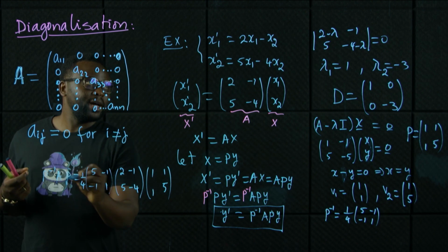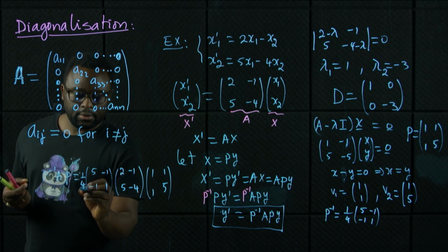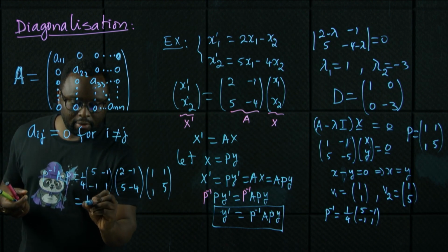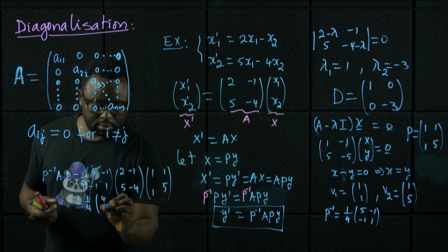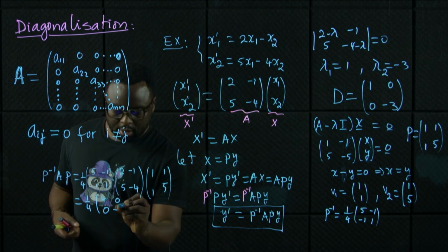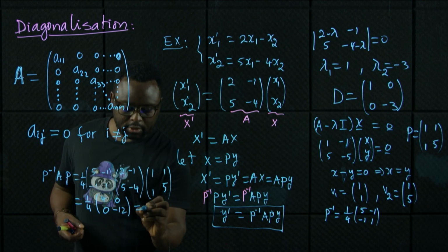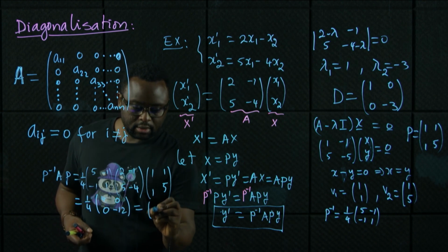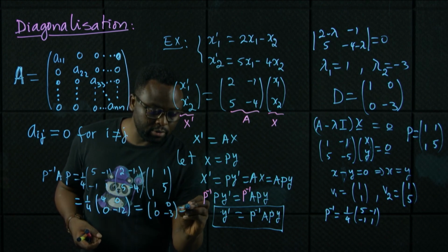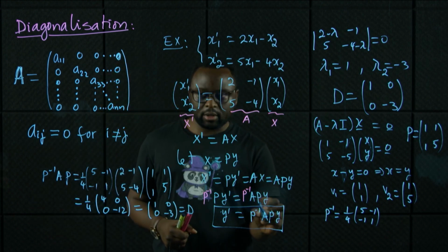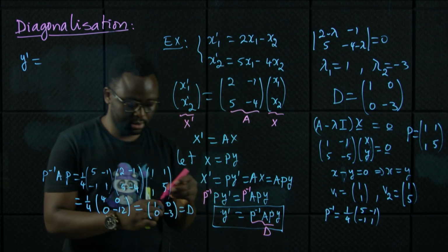So if you multiply this, you obtain exactly 1 over 4 times 4, 0, 0, minus 12. So this is our matrix D. This is 1, 0, 0, minus 3. This is the matrix D.